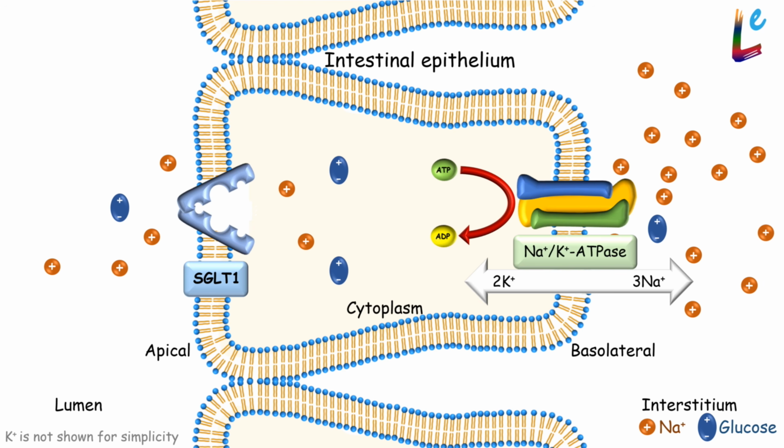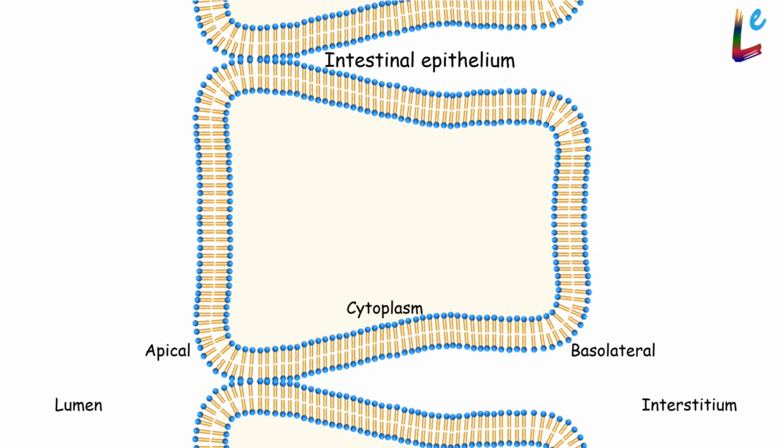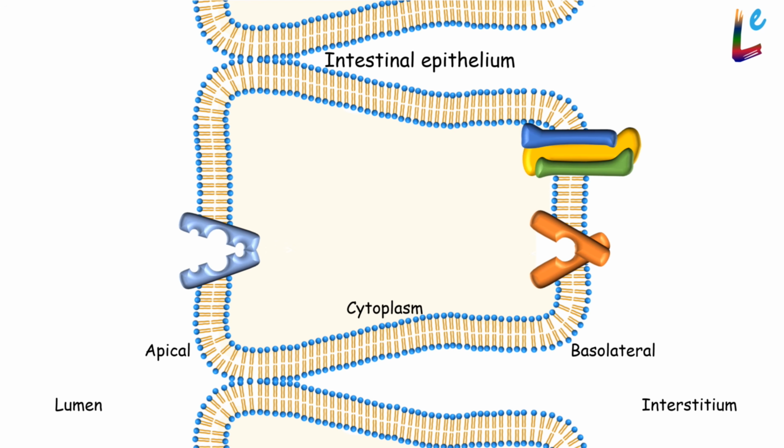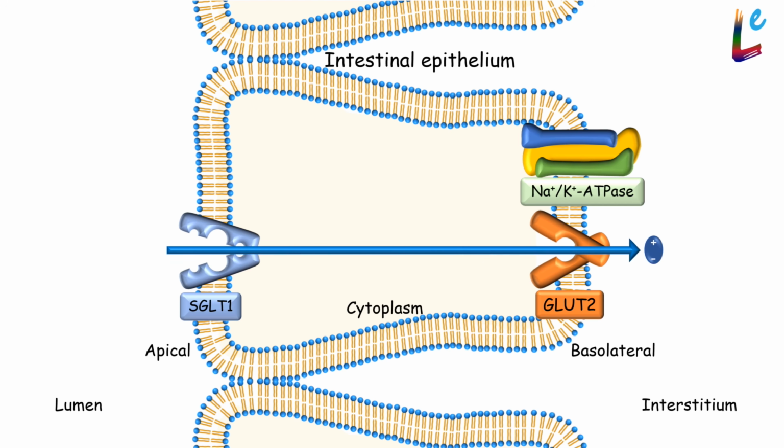So now you can appreciate why different types of transporters and pumps are needed on the apical and basolateral surfaces of the cell membrane to facilitate vectorial transport of solutes.